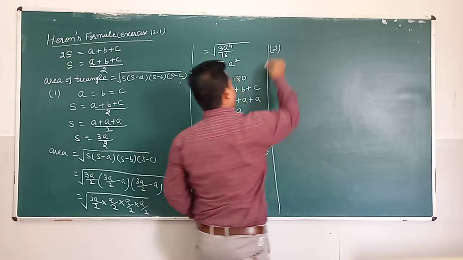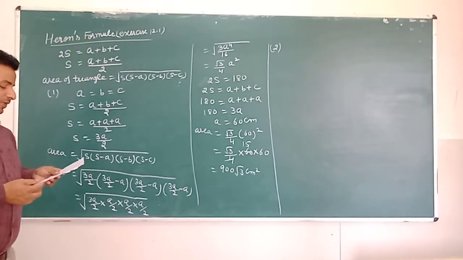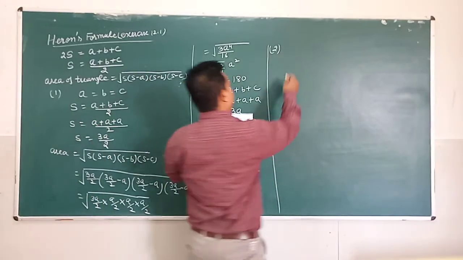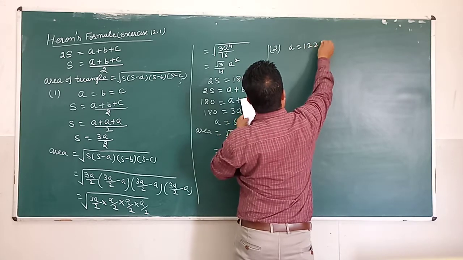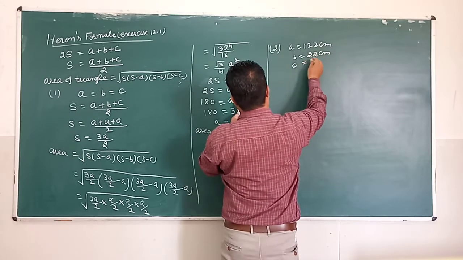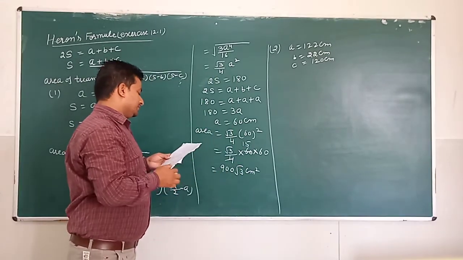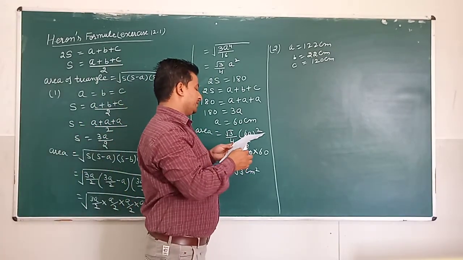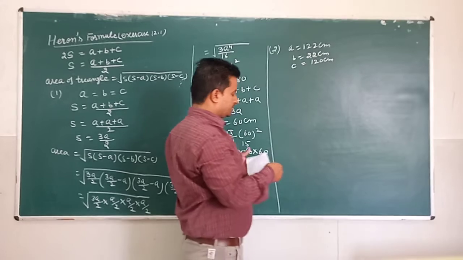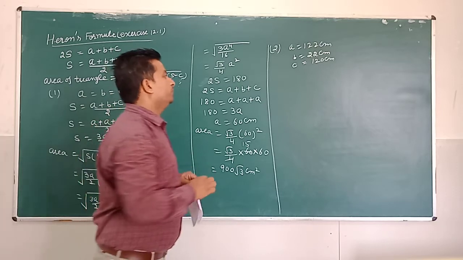In question number 2, the statement is: the triangular side walls of a flyover have been used for advertisement. The sides of the walls are: first side is 122, second is 22, and third is 120 centimeters. The walls are these and these. The advertisement is earning rupees 5,000 per year. This means for advertising this board, the cost is 5,000 per year. We are required to find the rent for 3 months.